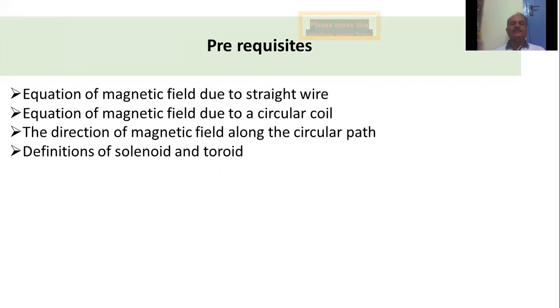Prerequisites. In the earlier sessions, we have already discussed the expression for magnetic field due to a straight wire, and also the magnetic field due to a circular coil, and also the magnetic field due to a circular path. And in this session, I am going to define the solenoid and toroid.